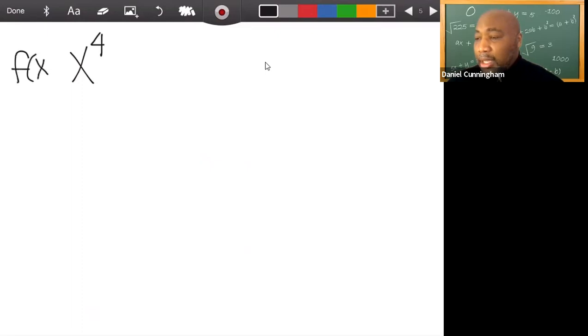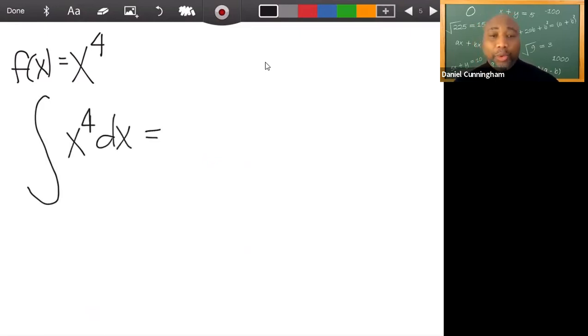F of x is equal to x to the 4th, and I want to integrate that. So you just write down the integral of x to the 4th dx. And using the power rule of integration, it says this. It'll be x to the, and this is my n, which is 4, and you say 4 plus 1 is 5.